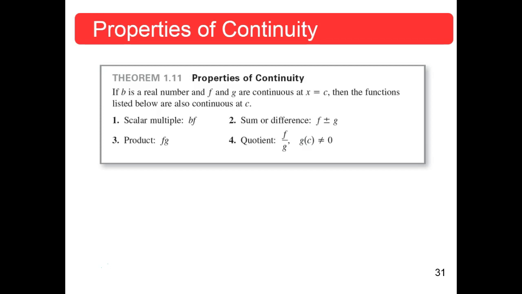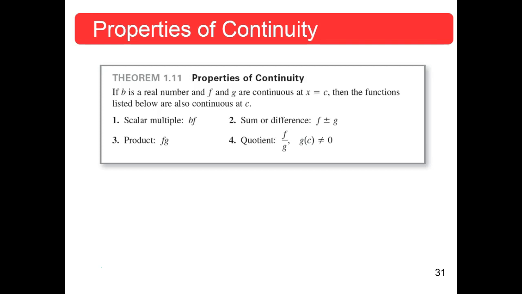Any sum or the difference of these two. f plus g would be continuous, f minus g would be continuous. g plus f, of course, is the same thing, or g minus f. Any sum or difference of those two continuous functions are continuous functions. The product of two continuous functions is a continuous function. f times g is automatically a continuous function.